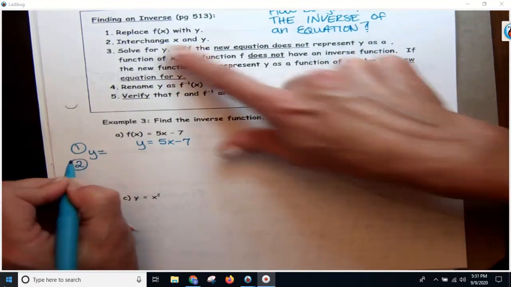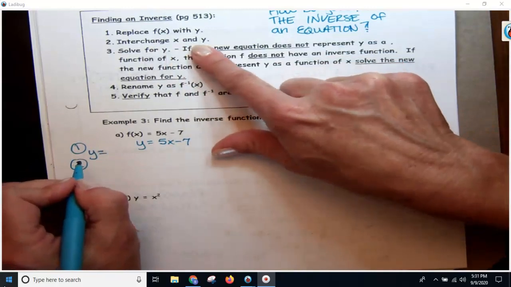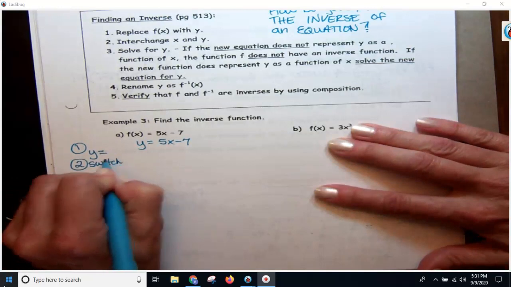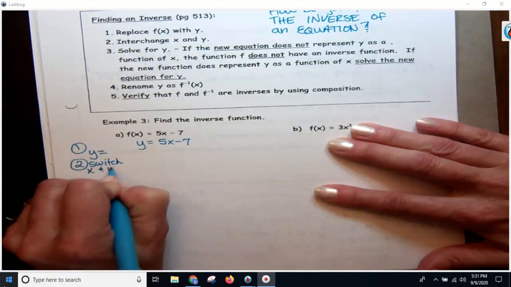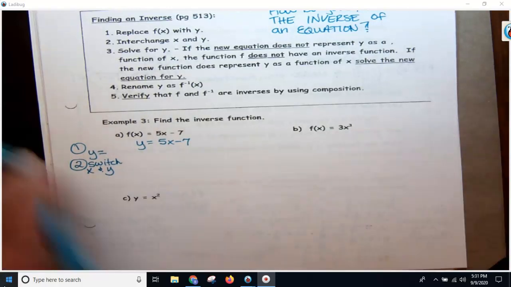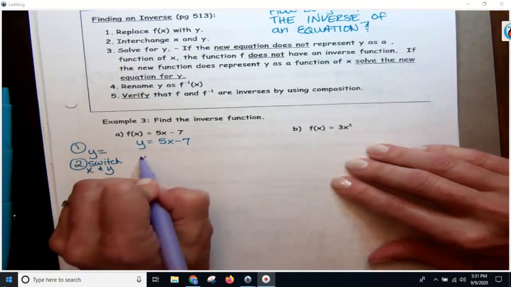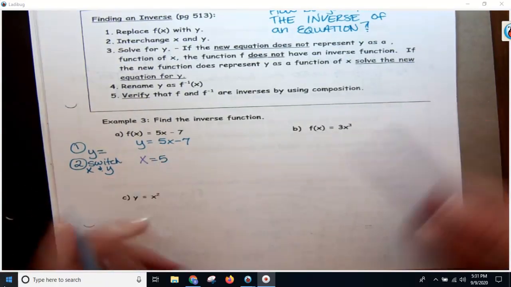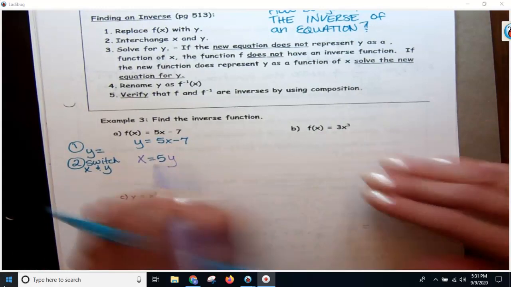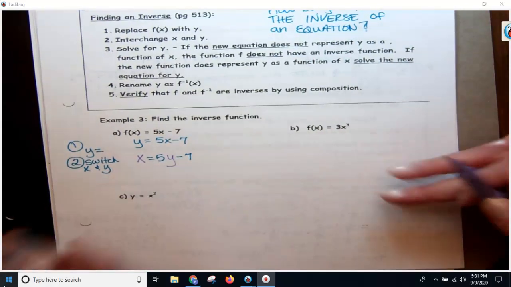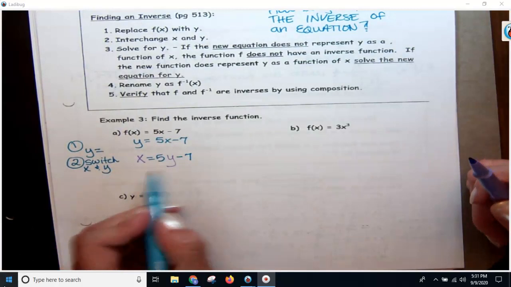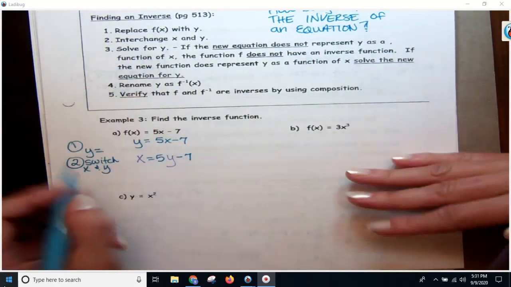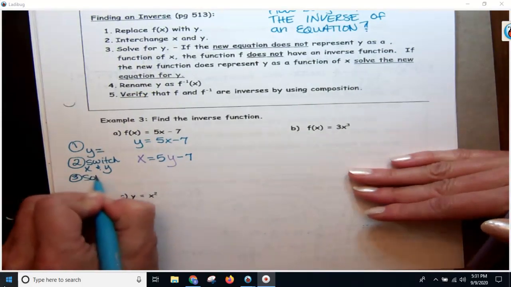Step 2, interchange x and y. Yes, that's exactly what it says. Switch x and y. So you're doing a little switcheroo. So instead of y, I'm going to put x equals 5, and instead of x, I'm going to put y minus 7. So I'm just switching them up. All I've done is I've switched them up. Step 3, solve for y.